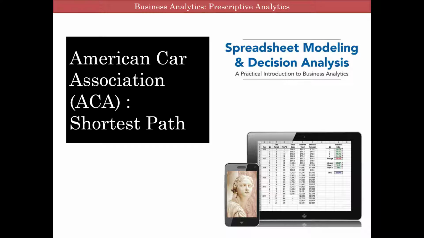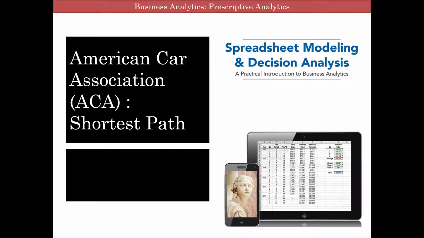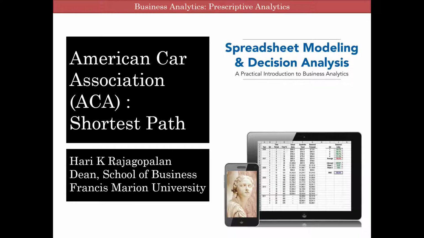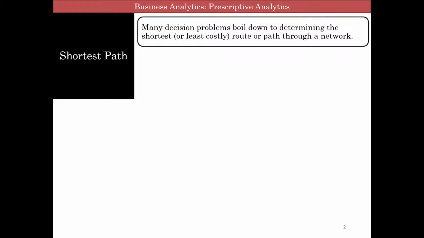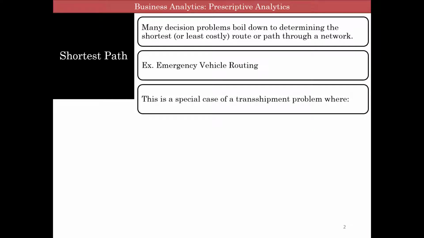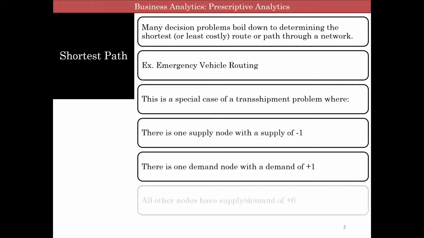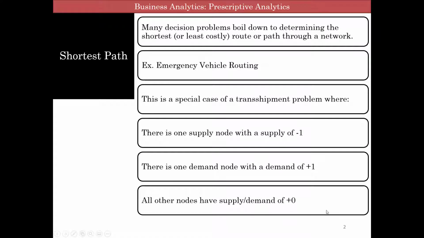In this lecture, we're going to look at the shortest path problem, which is a special case of the transshipment model. My name is Hari Rajagopalan, and I'll be doing this lecture for you. The shortest path problem is a unique case of the transshipment model where your supply is 1 and your demand is also 1. In this particular case, all other nodes have supply and demand of 0.